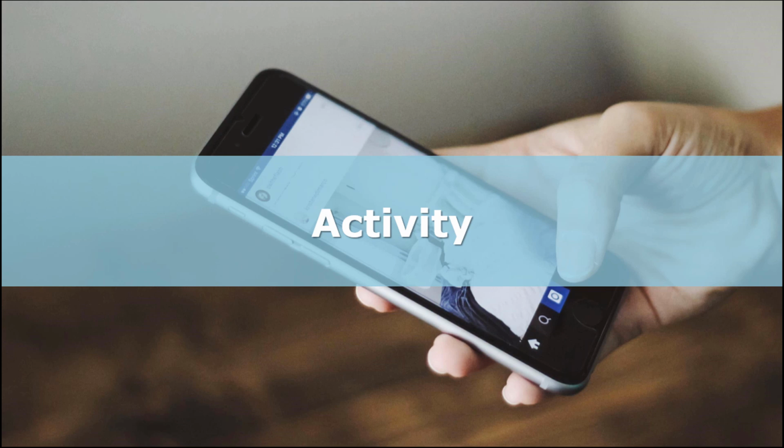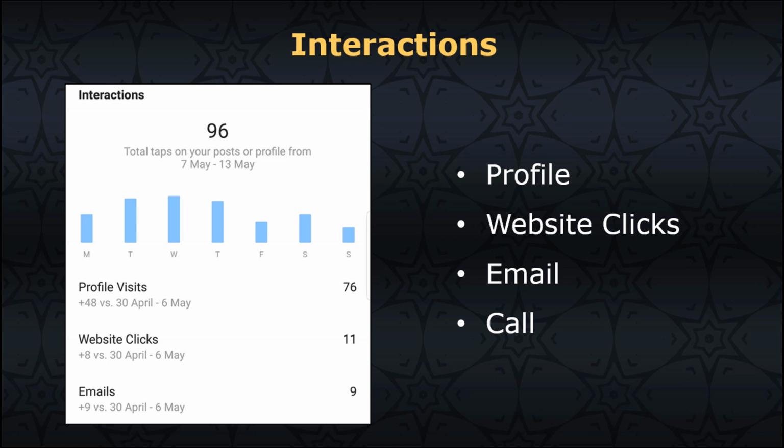Activity. There are 2 subsections under this tab: Interactions and Discovery. Interactions is where you can view the number of times users have interacted with your account in the form of profile visits, the number of times users have visited your profile; website clicks, the number of times users have clicked the link in a bio; email, the number of times users have tapped this button on your profile; call, the number of times users have tapped this button on your profile. Here you can also see which days in the week that have the most user interactions. You can also compare interactions from the week before.